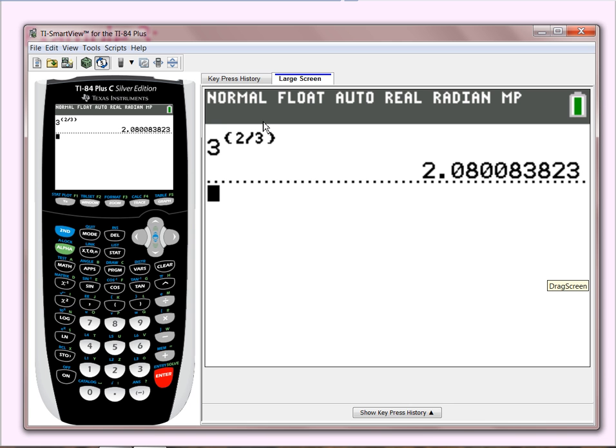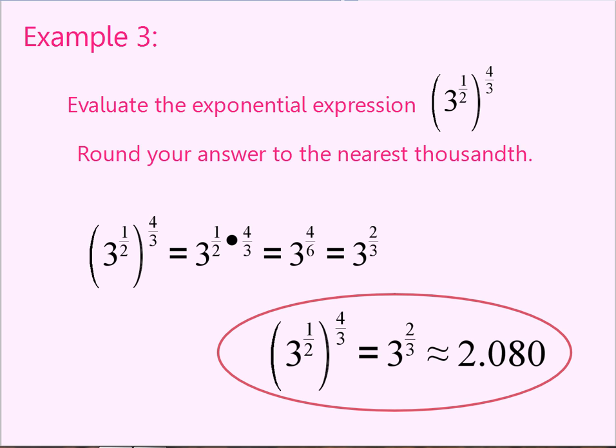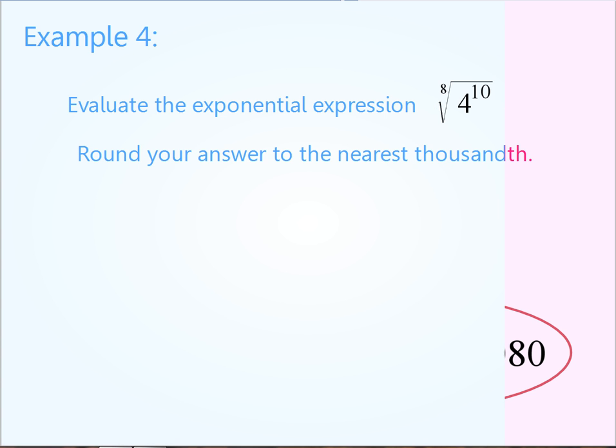Notice that 2/3 is less than 1, so taking a number to a 2/3 power will actually be less than the original number. If I want to round this to the nearest thousandth, I get 2.080. So that's my evaluation, 2.080. We'll do that again in just a second.